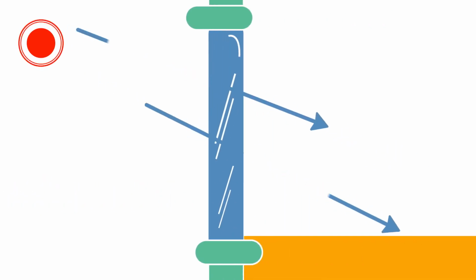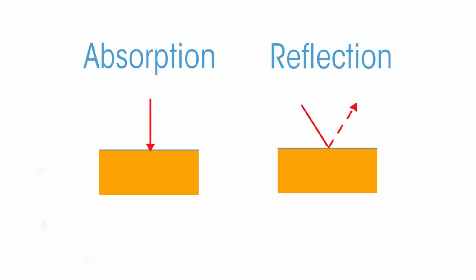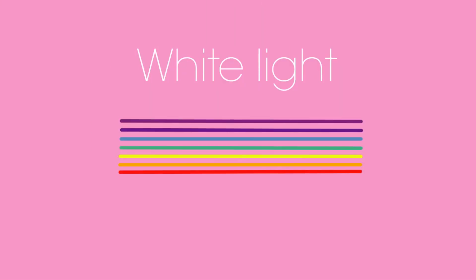Transmission is when waves keep traveling in the same direction through an object, like light through a window. Absorption and reflection often go hand in hand for light waves. White light contains each wavelength, so all the colors of visible light. The color of an object depends on which wavelengths of light it absorbs and which it reflects.